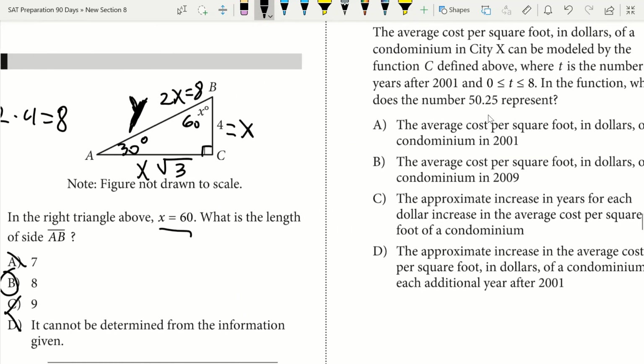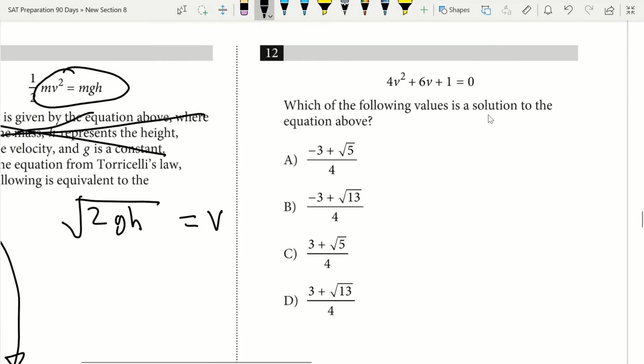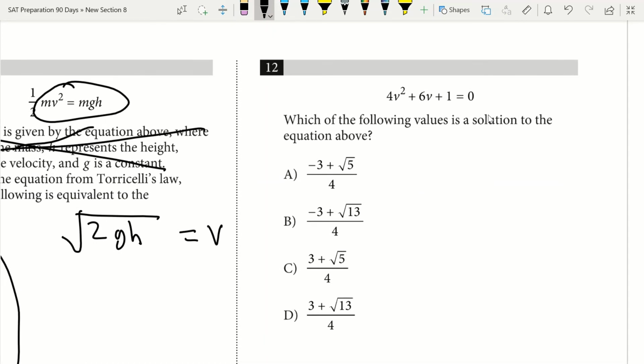All right, question 12. Which of the following values is a solution to the equation above? One thing that I see immediately is that I'm going to have to use my quadratic formula, right? Because I see that I have a number and a square root, and I have a number plus that over a number. So that's telling me that I'm going to have to use my quadratic equation.